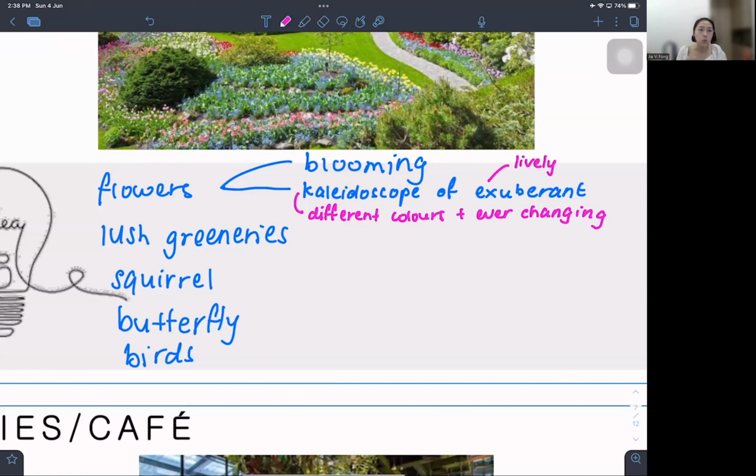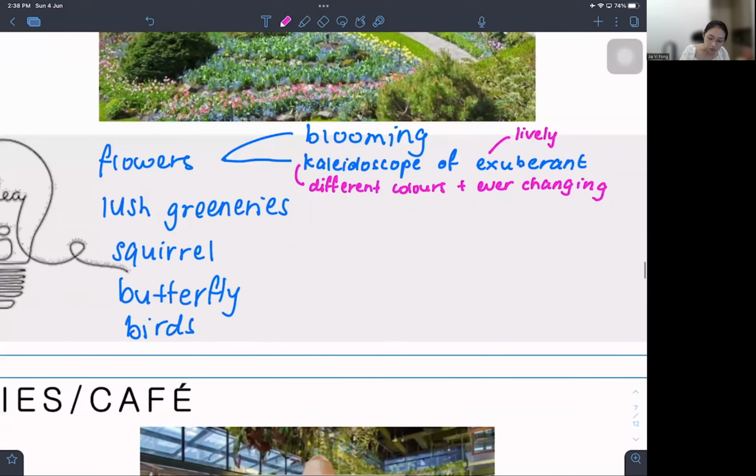So I repeat again. How do we use this word? We can say blooming flowers. We can say kaleidoscope of exuberant flowers. But how do I change this into a complete sentence? Very simple. Blooming flowers surrounded me. Okay, the garden was filled with blooming flowers. So this is what you can do. Okay, how do we describe squirrel? How can we describe squirrel? I can say that the squirrel was prancing about, jumping around.